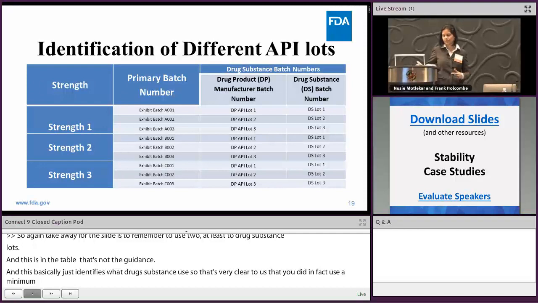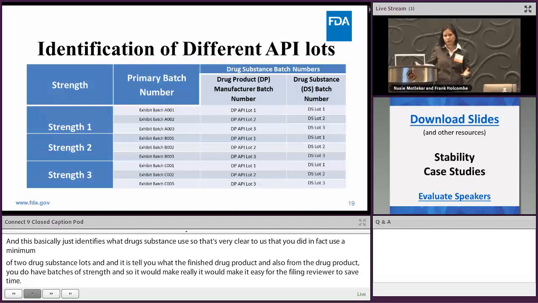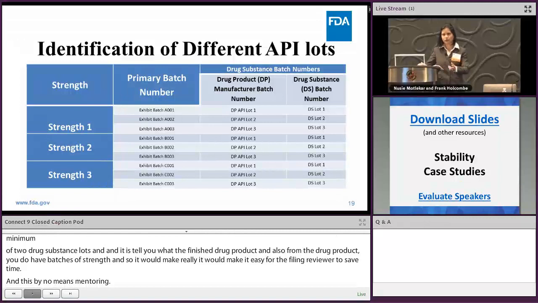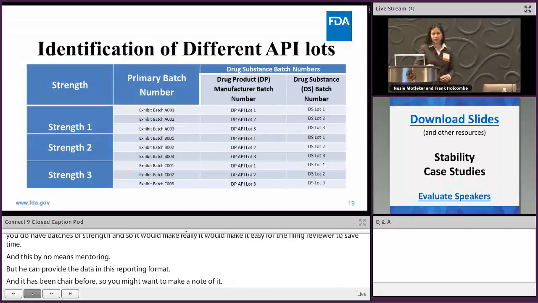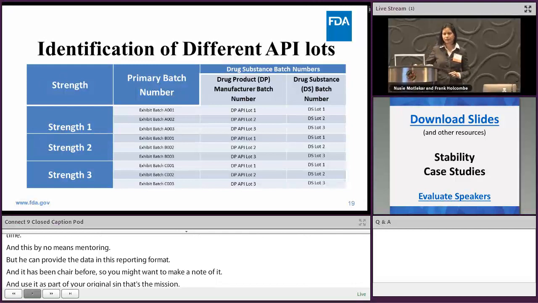It'll save time. And this is, of course, by no means mandatory that you provide the data in this reporting format. And it hasn't been shared before, so you might want to make a note of it and use it as part of your original submission. Basically tell us what the specific batch numbers are and how you met the requirement for minimum 2 API lots.